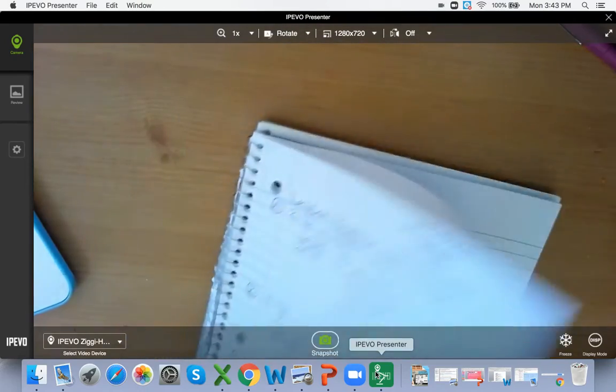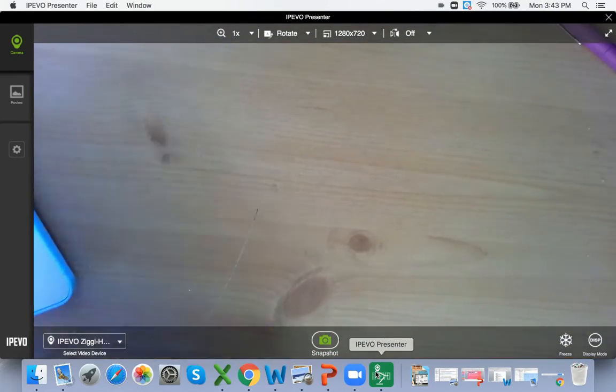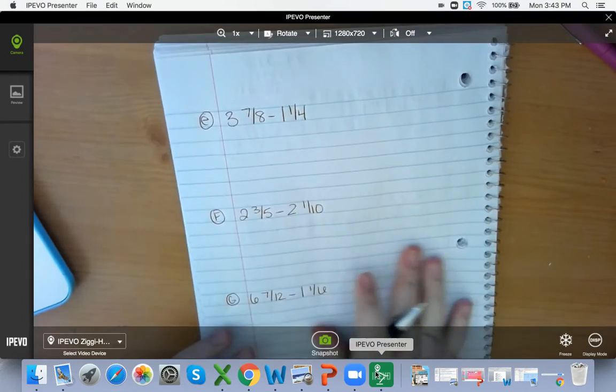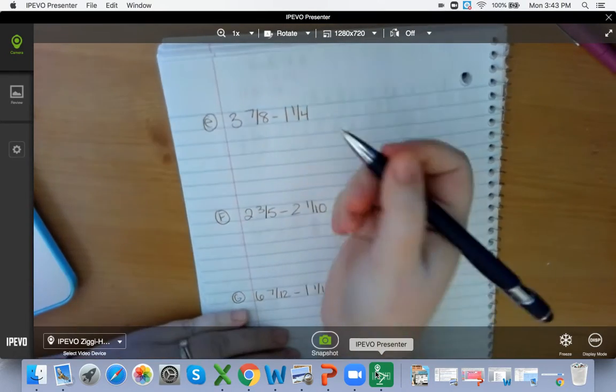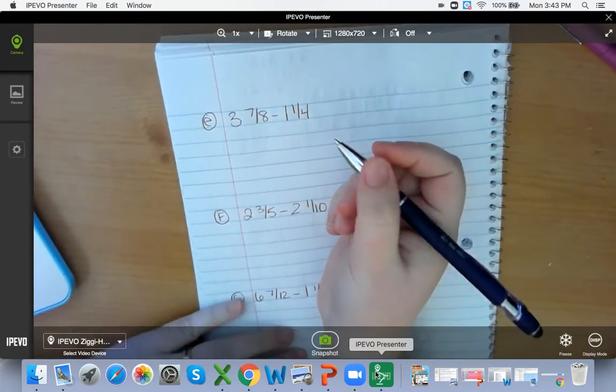All right, now I'm going to flip it over to the back where now we have some subtraction because we've been adding this whole time. So now let's do it with some subtraction. And they're going to say to reduce when possible again for these as well.